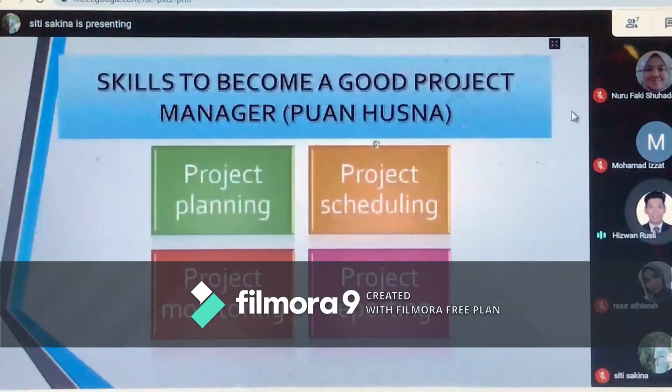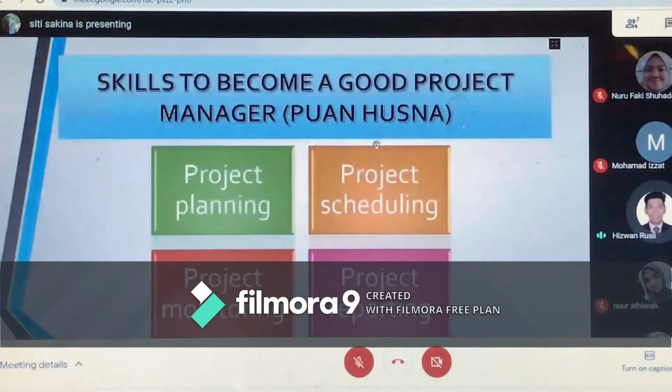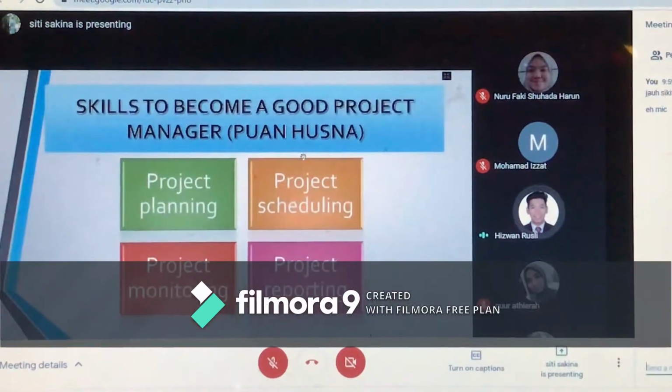Question 8. As the project manager, Puan Husna should have certain skills to become a good project manager. Identify the skills expected from Puan Husna. So to become a good project manager, Puan Husna must have the following skills. The first skill is project planning, which includes identifying all project tasks and estimating the completion time and cost of each.